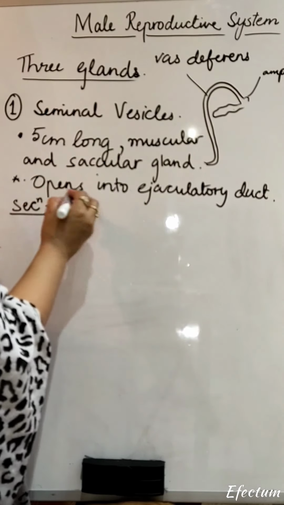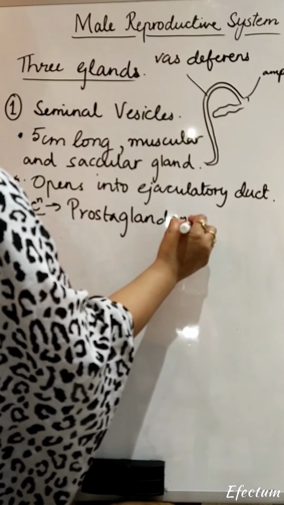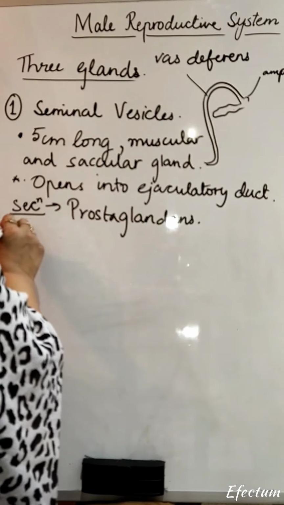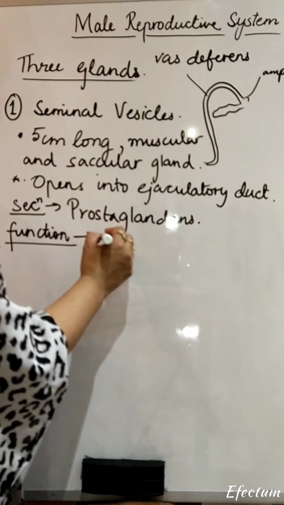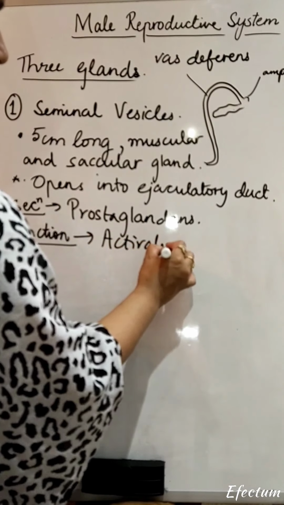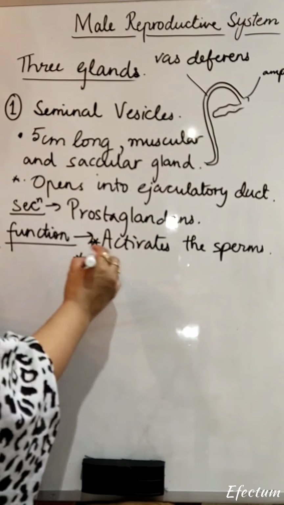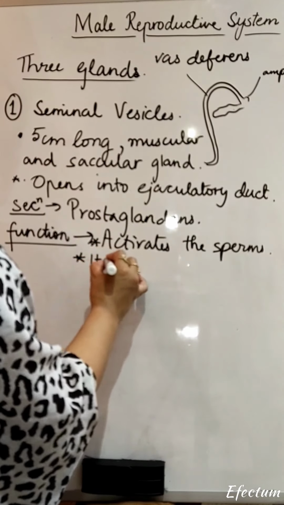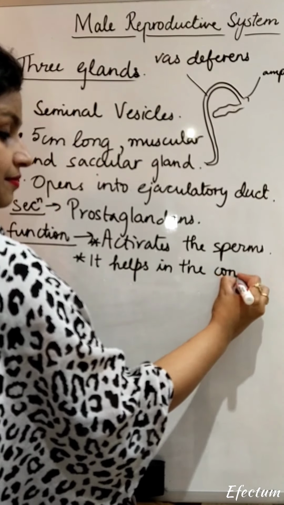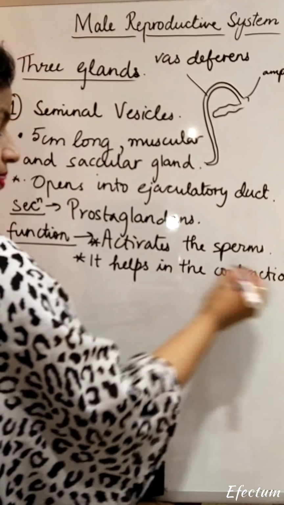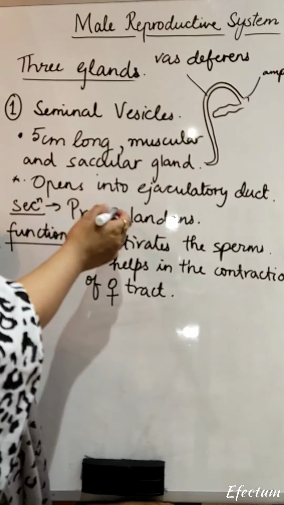Its secretion mainly consists of prostaglandins. And I will tell you the function of prostaglandins. Its function is it activates the sperms and helps in the contraction of the female tract.